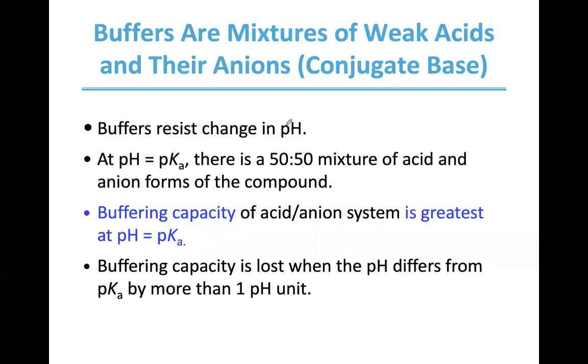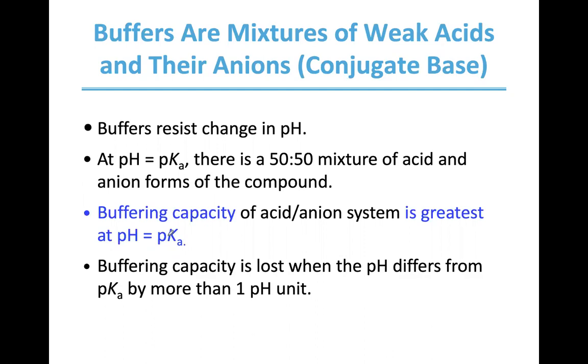And so the buffering capacity is greatest when the pKa of your acid, okay, the acid now, so a buffer is a mixture of the acid and the conjugate base, right? And the buffering capacity is greatest when the pH that you desire equals the pKa of this acid. We'll see in a moment why that is.